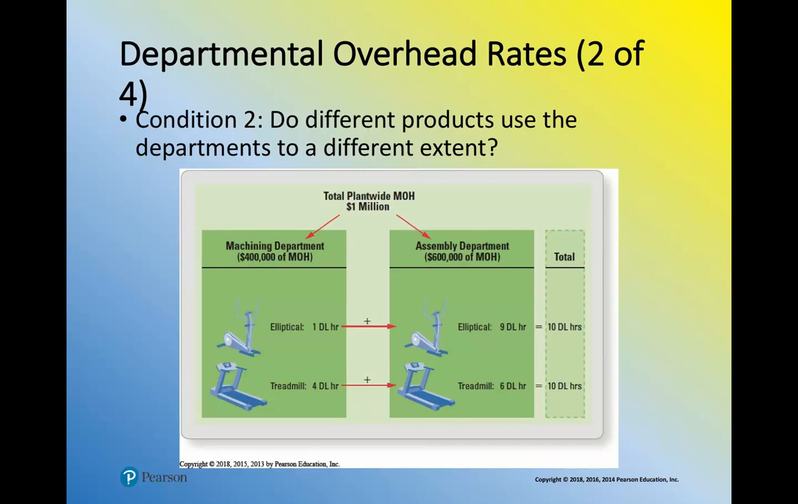If you think about a machining department, they're going to generally have machines involved there, and a lot of equipment might be required for that department. So we're probably going to use up a lot more resources than the assembly department, where maybe we're just using some hand tools to put together the elliptical machine and the treadmill. So you can probably just, visually or thinking about it, see that the machining department costs us more money because we have to use up more resources than in the assembly department.